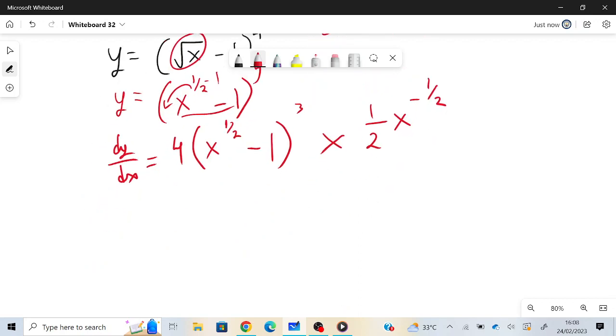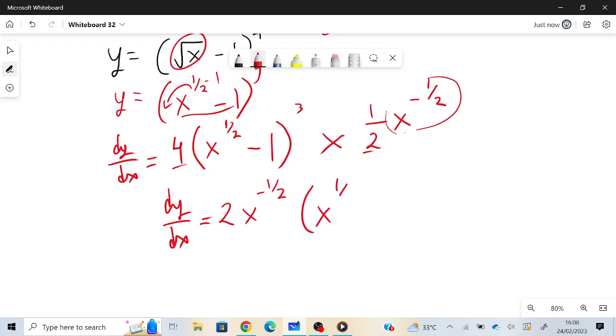And doing this, we have dy/dx equal to 4 times 1 over 2 is 2, so this becomes 2, and then times that by x to the power of minus 1 over 2 becomes 2x to the power of minus 1 over 2 into x to the power of 1 over 2 minus 1 all raised to the power of 3.